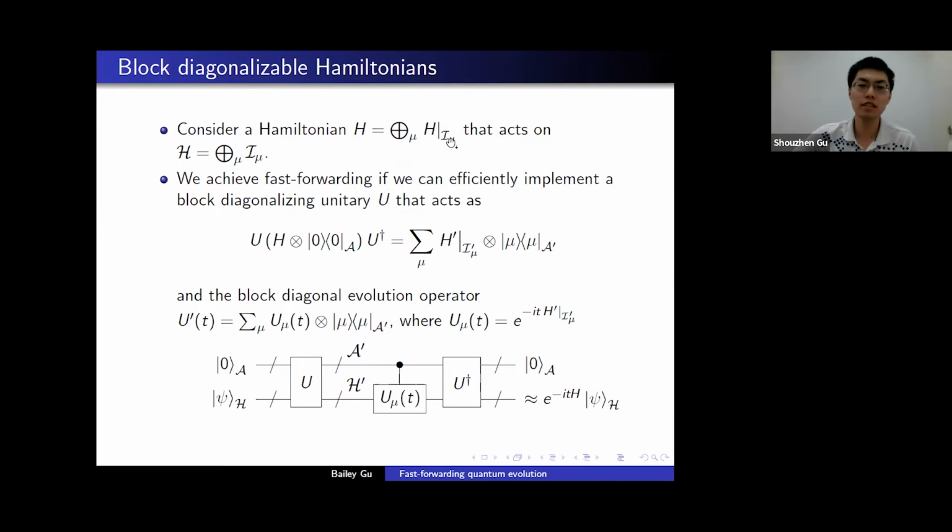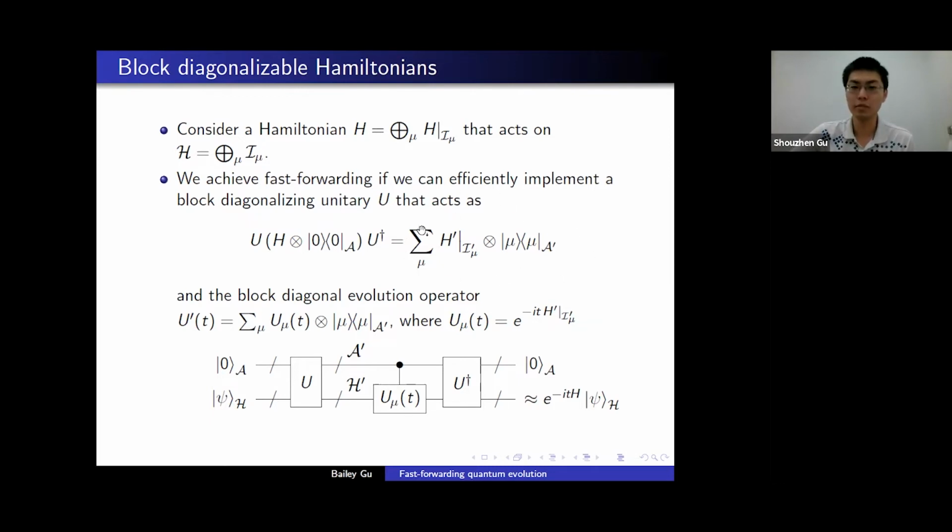Then what we want to do is find a unitary that block diagonalizes the Hamiltonian. What I mean is that we start with, we can possibly have an ancillary register as well. But when we conjugate by U, then it's going to decompose into these blocks, where mu is the block label. And the block label has its own separate ancillary register.